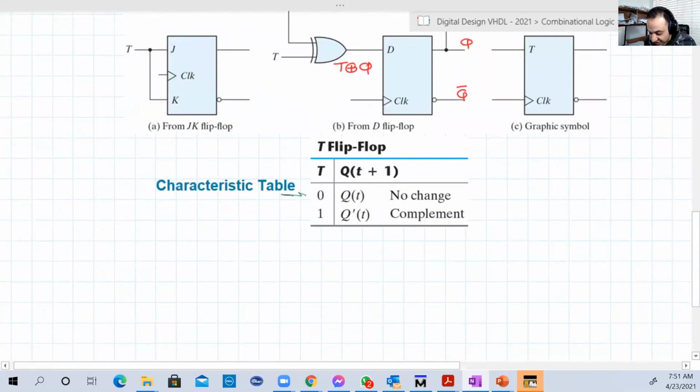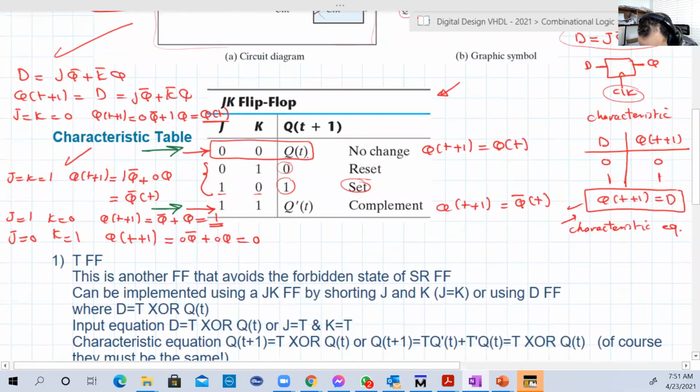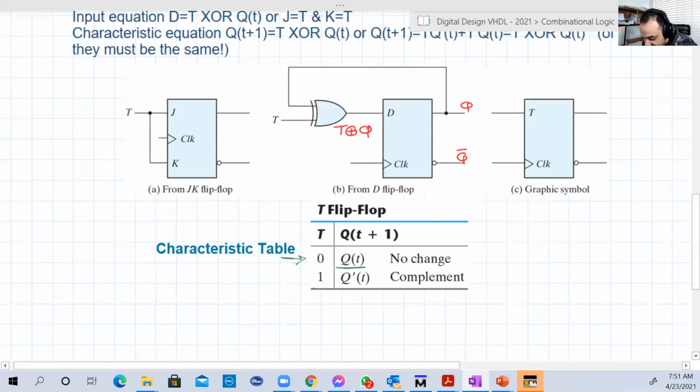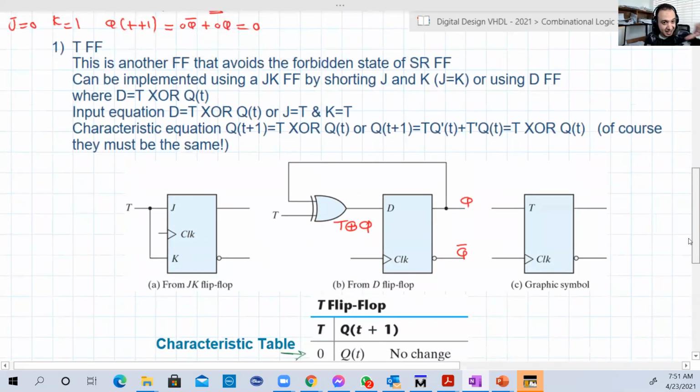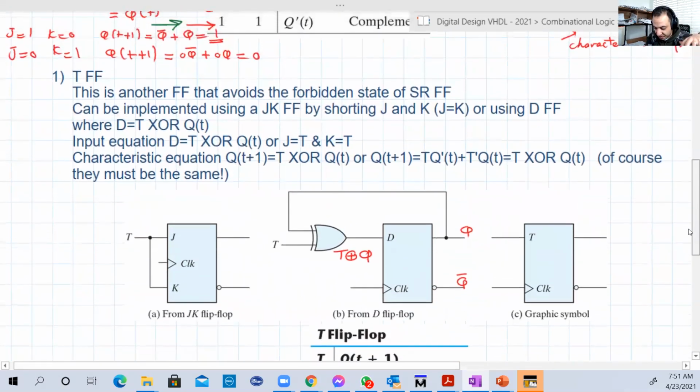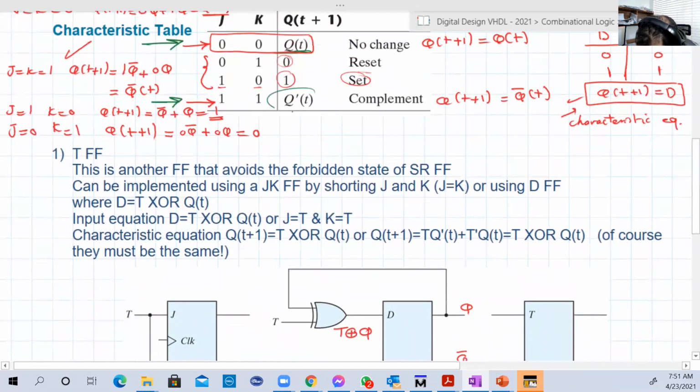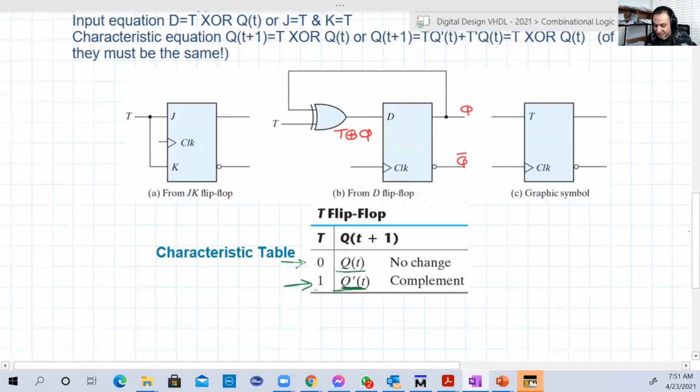Look, when T is 0, which means J is equal to K is equal to 0, you have Q of T. Let's look here. Yes, Q of T. When T is 1, which means J is equal to K is equal to 1, you have Q bar of T, the complement of the current value of the output. Look, Q bar. Okay, that's basically the T flip-flop.